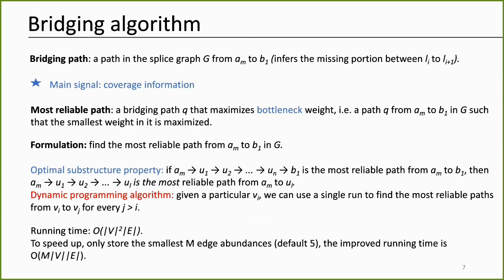There may exist multiple possible paths between every two consecutive reads, so we need to define the best path, or we call it the most reliable path. We use the coverage information as the main signal. The definition of the most reliable path is a bridging path that has the maximized bottleneck weight. Or we can say this path has the biggest smallest weight. This definition follows the optimal substructure property, and we design a dynamic programming algorithm to solve it. We also have some techniques to speed up the running time.